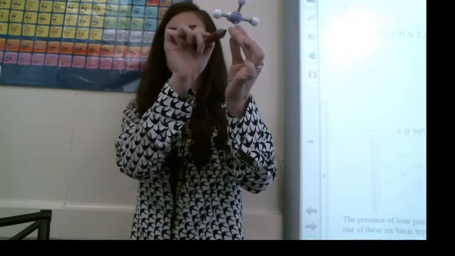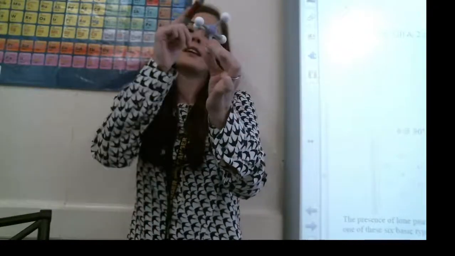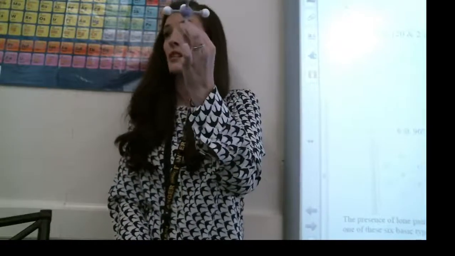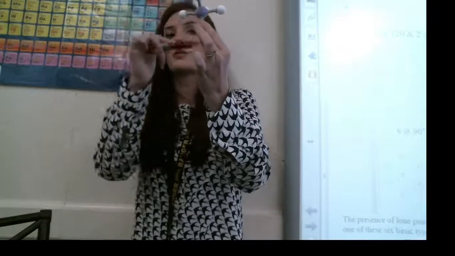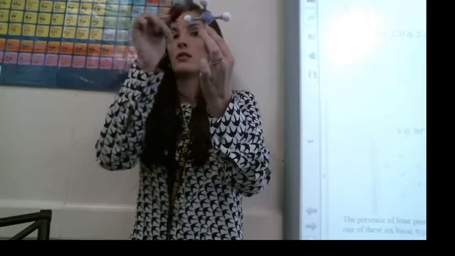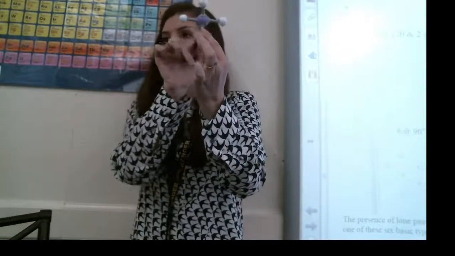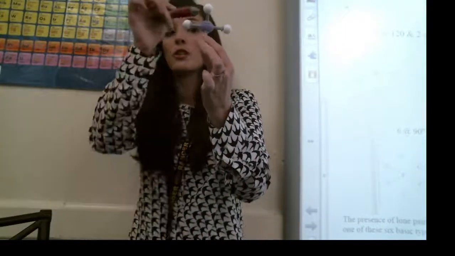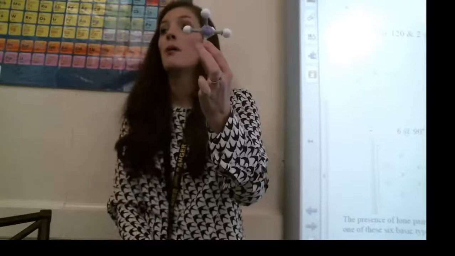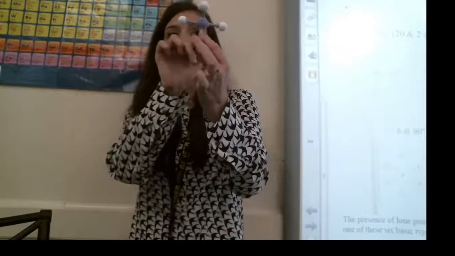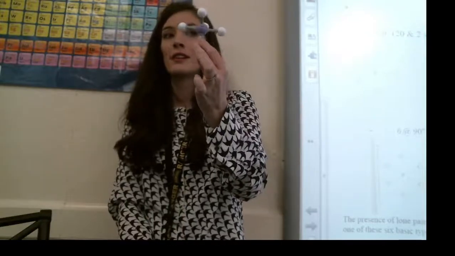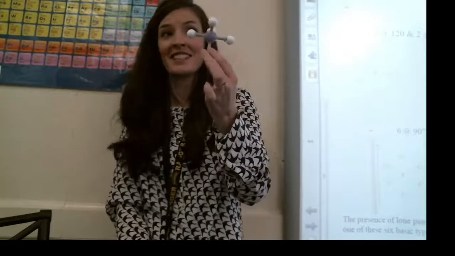You got one. Yeah, I guess if you went there and there. Does everybody see that though? Oh, there's 3 at 120. And then 2 at 90. Which is why it's called trigonal, 3 at 120, bipyramidal, 2 at 90. Do we see this? Yes.